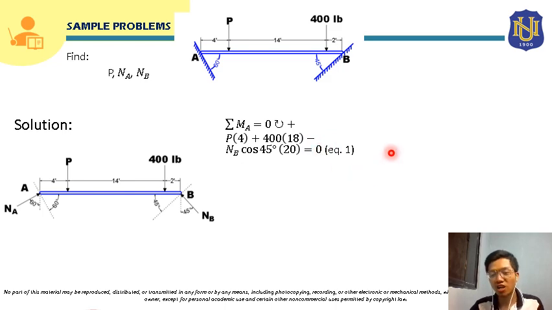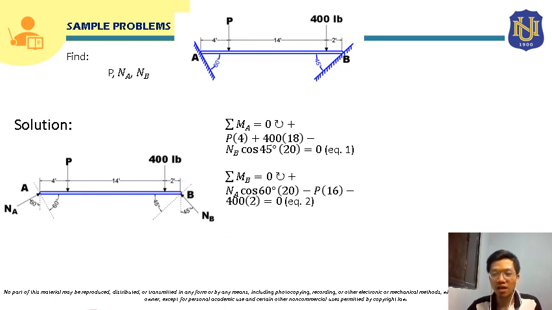So here, as we can see, we have two unknowns, so we cannot solve for this. We have to generate another equation. So we can sum up moments at B to generate another equation. Summing up moments at B, the forces that will have moment will be NA, P, and 400 pounds. NB will have no moment since it will pass through point B.